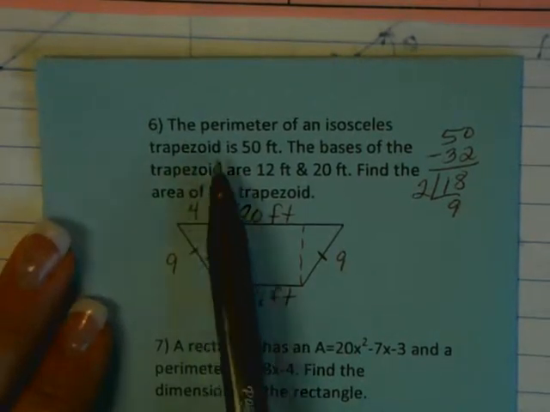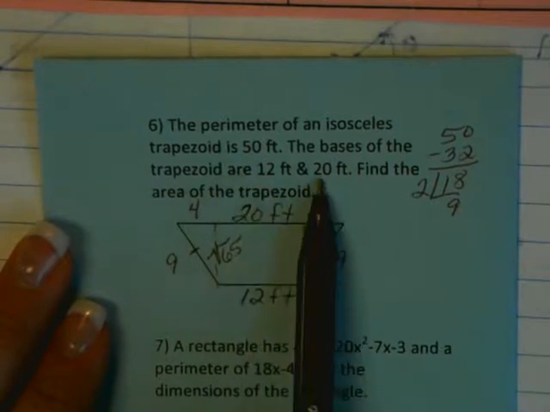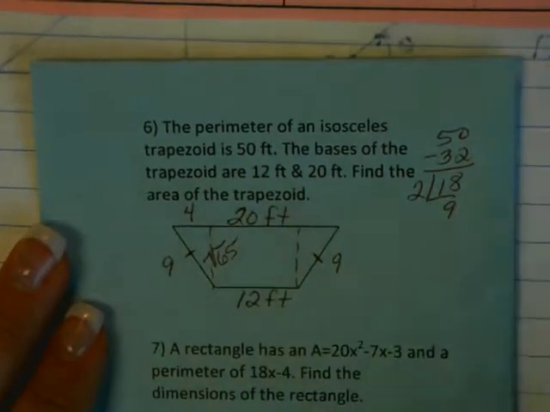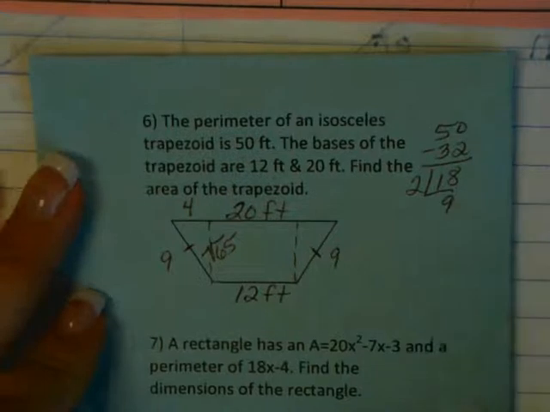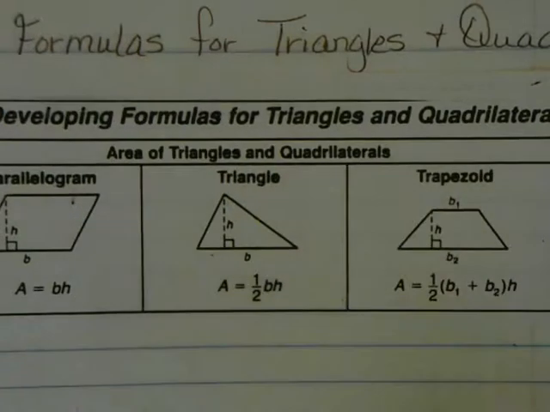I want to help you set this last one up. It says the perimeter of an isosceles trapezoid, very important information there, is 50 feet. The bases of the trapezoid are 12 and 20. Find the area of the trapezoid.